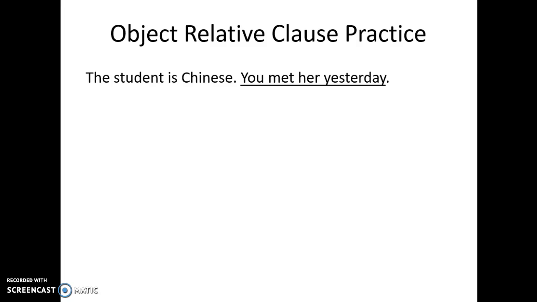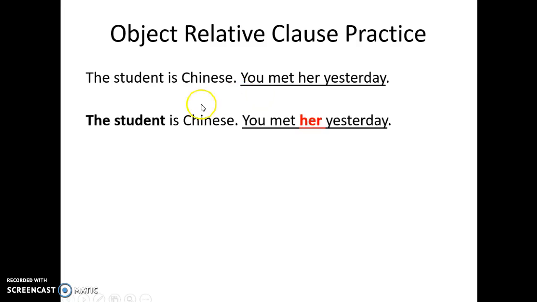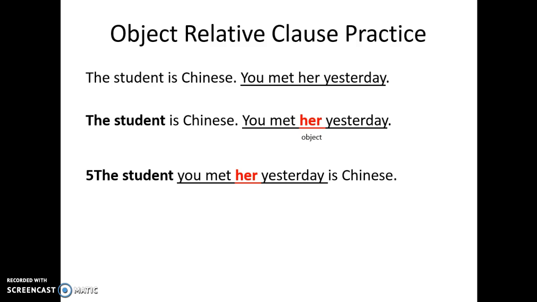So let's take a look at a couple of practice problems. We have the student is Chinese. You met her yesterday. So we have again two sentences, and we want to describe a noun in this first sentence with this second sentence. So we want to describe the noun the student with the second sentence. Now if we read the second sentence, you met her yesterday, we're focusing on, again, the object.